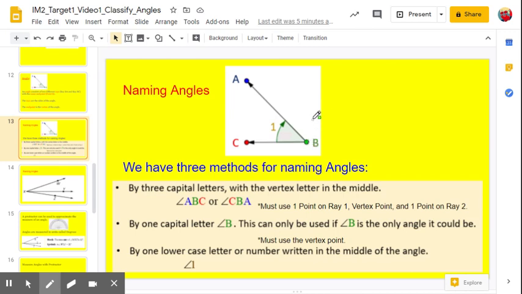And we'll look at that situation here shortly. And then finally, sometimes they have a number in here, not necessarily the degrees of the angle, just a number. If the number's in here, you can just name this angle 1. So that'd be another way we can name this angle.